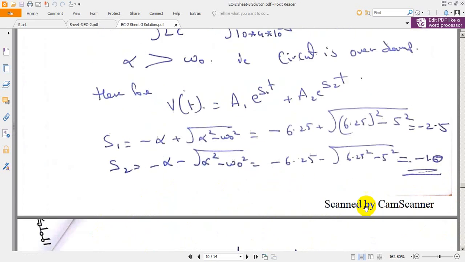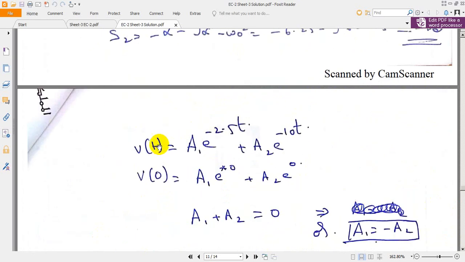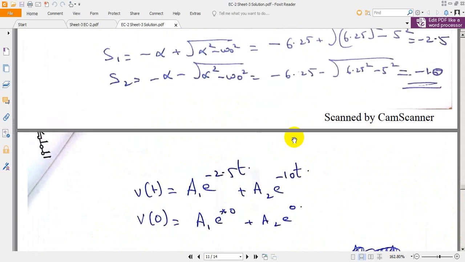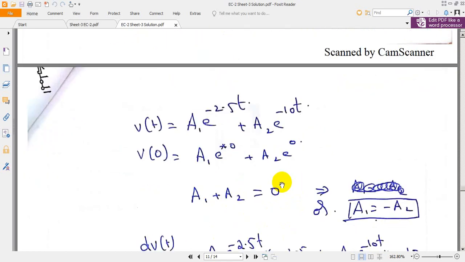Substitute S1 and S2 in V of t is equal to A1 e power S1 t plus A2 e power S2 t. You will get V of t is equal to A1 e power minus 2.5 t plus A2 e power minus 10 t. To evaluate A1 and A2, substitute t is equal to 0. V of 0 is equal to A1 e power 0 plus A2 e power 0. Since e power 0 is 1, A1 plus A2 is equal to V naught.